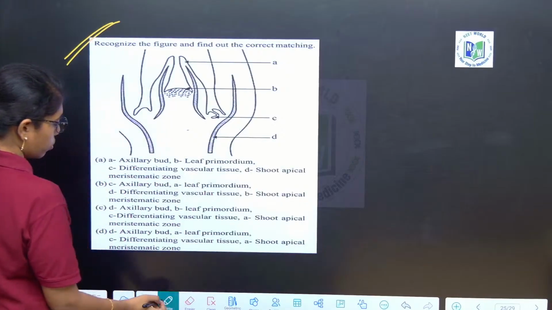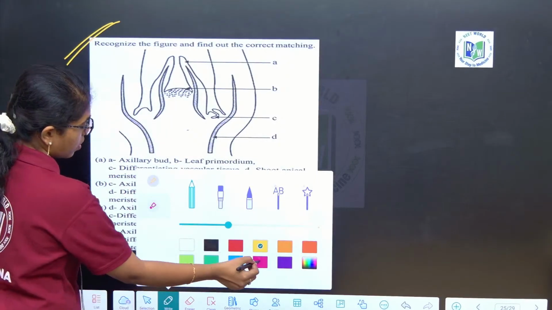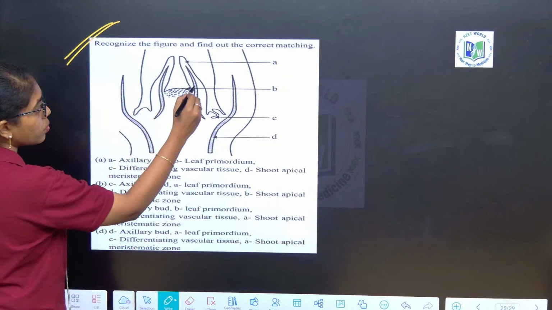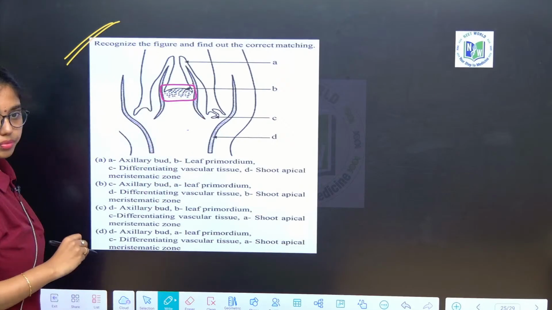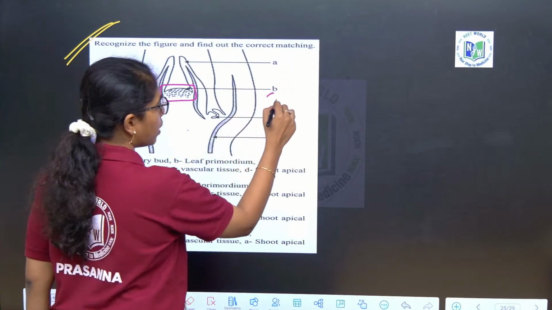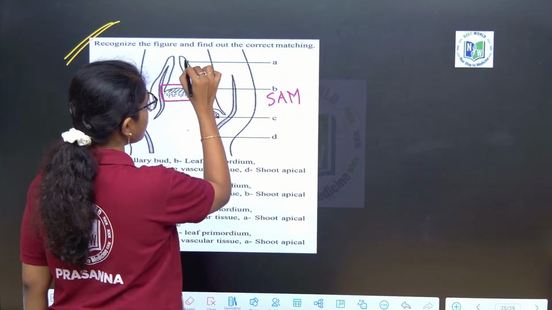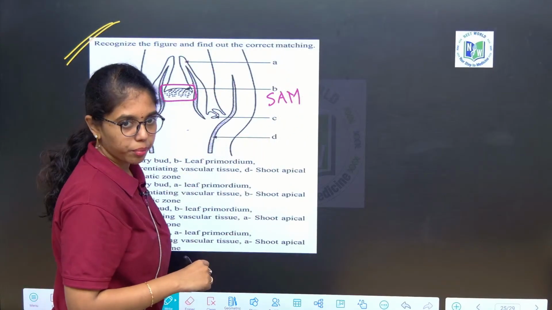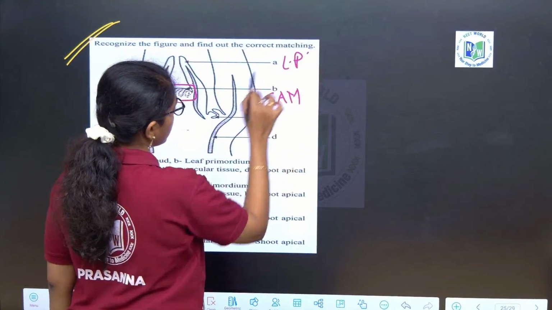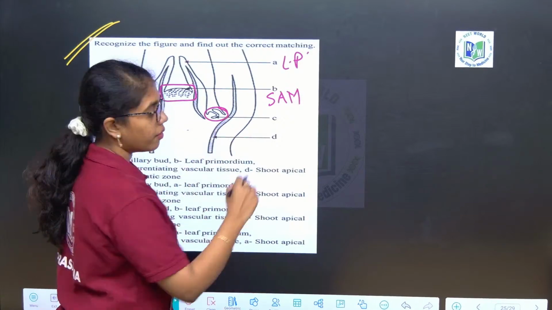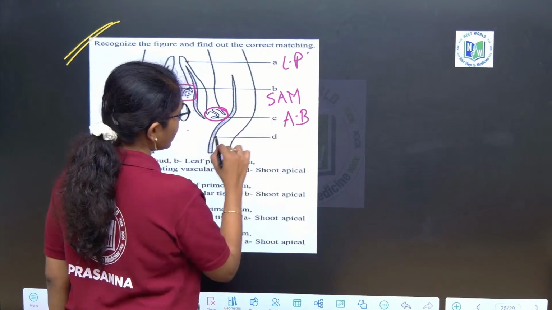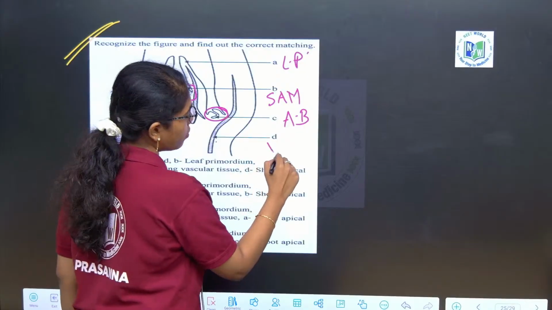Identify the region, Nandu, first. This is what? Shoot apical meristem, very good. This is what? Leaf primordia. This is what? Very good. And this is differentiating vascular tissue.